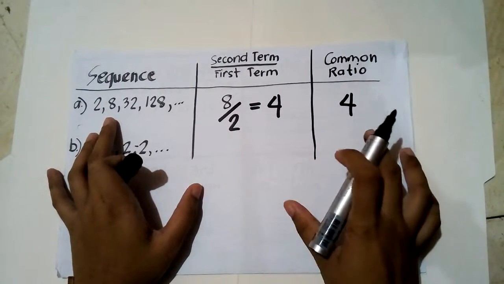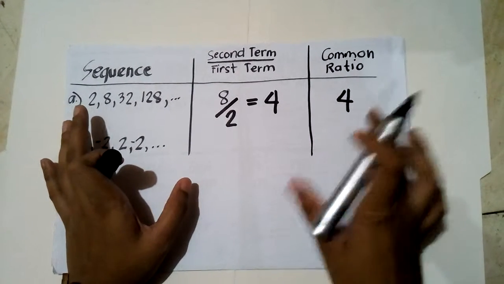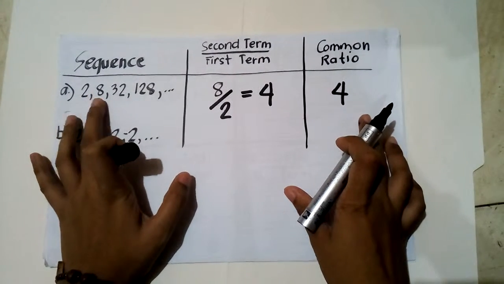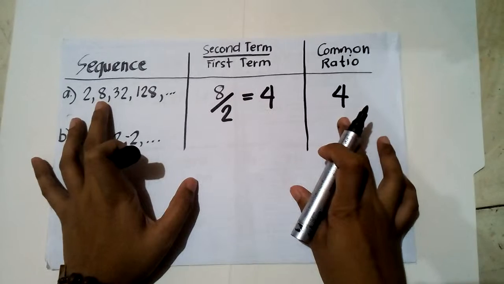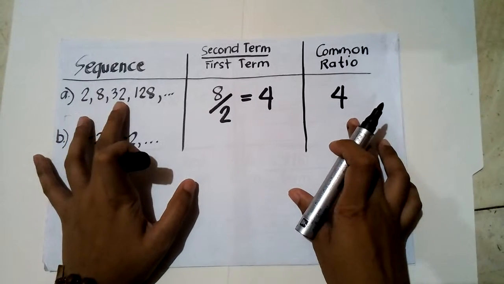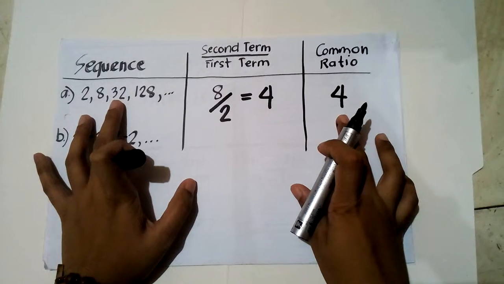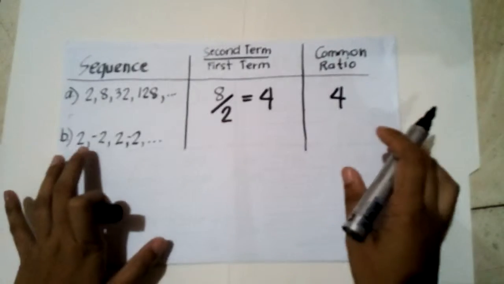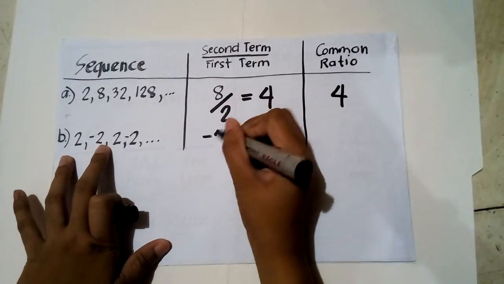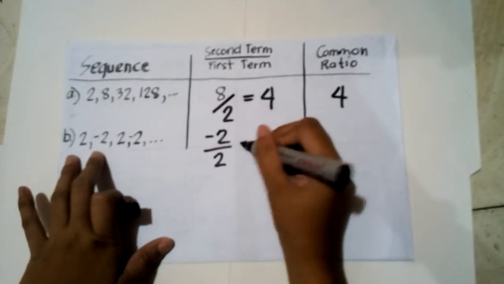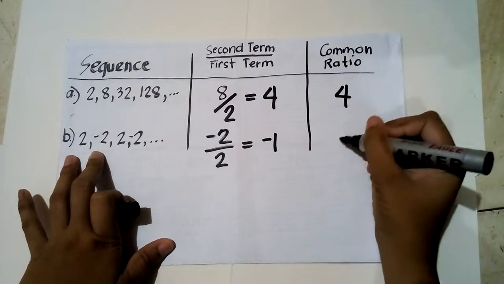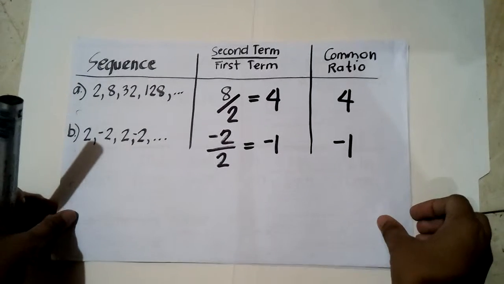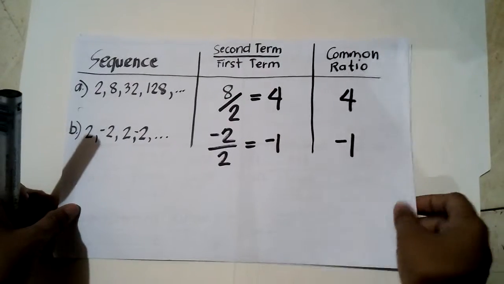To check if the common ratio is correct, you can multiply the terms by the common ratio. So 2 times 4, the product will be the second term, which is 8. And 8 times 4 is the third term, which is 32. And 32 times 4 is equal to 128, which is the fourth term, and so on. In the next example, we have the second term, negative 2, over 2, which is equal to negative 1. So our common ratio here is negative 1. So that's it, very easy. Let's have another example.